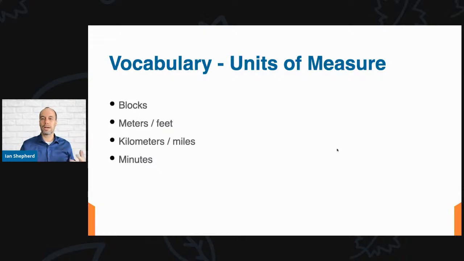So depending on how far we need to go, we would give measurements of blocks, meters, or kilometers. And we can also use minutes. So Canada's a big country. So maybe you're driving an hour, 2 hours, 30 minutes, 20 minutes. So often instead of giving measurements in distance, we give it in time, how long it takes one person to travel there.